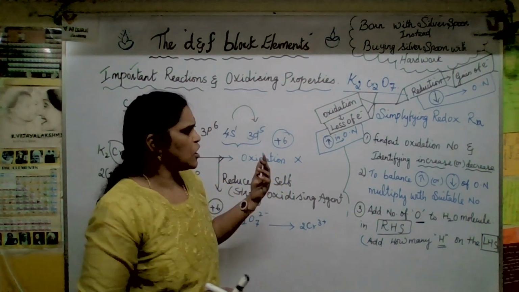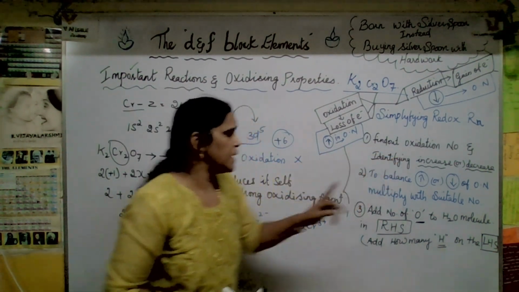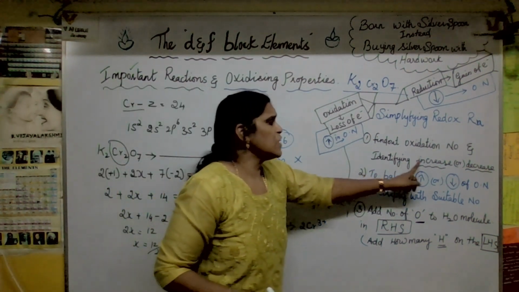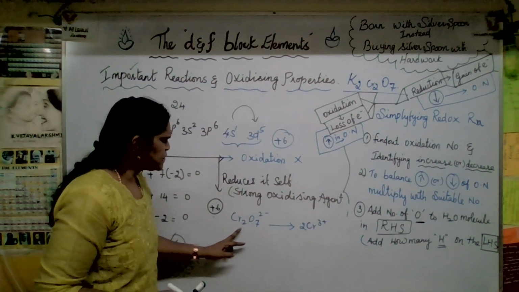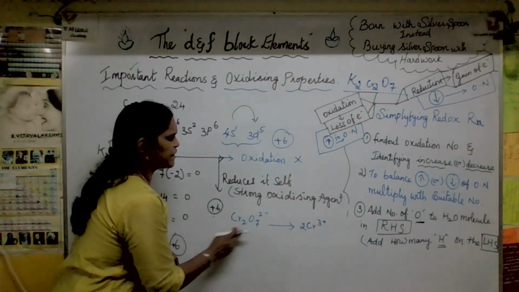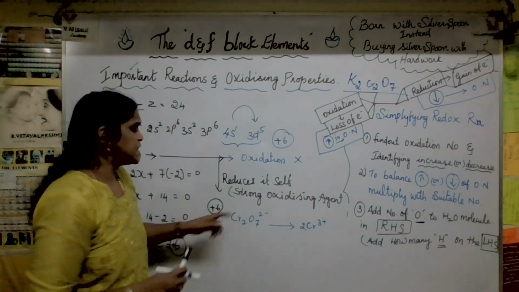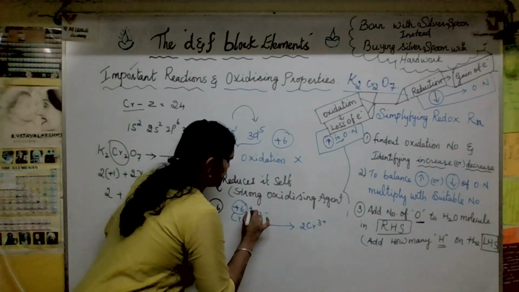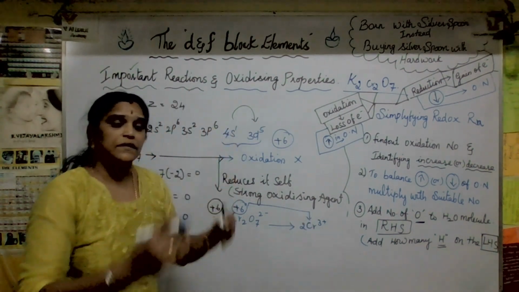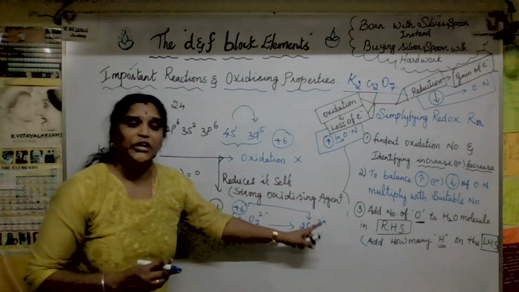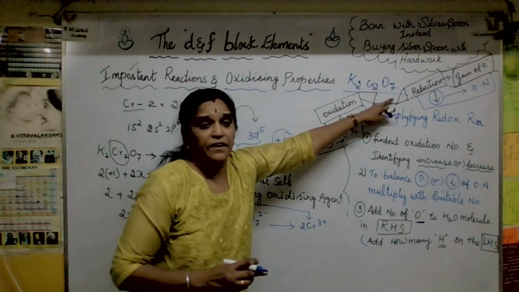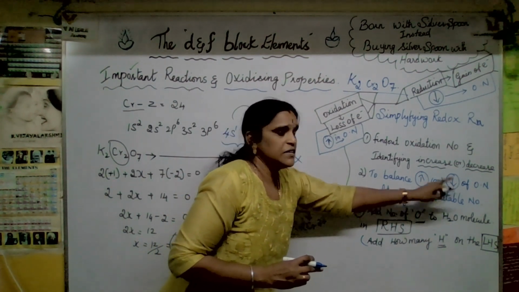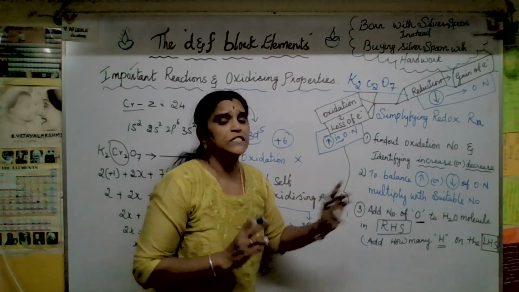Simplifying redox reaction. How? Find out the oxidation number. Yes, we got it. It is plus 6 oxidation number, and identify whether it is increasing or decreasing. In Cr2O7, here it is decreasing, because plus 6 is converted into plus 3, it decreases. That means it is reducing, right? Decreasing means reduction takes place. Yes, fine.